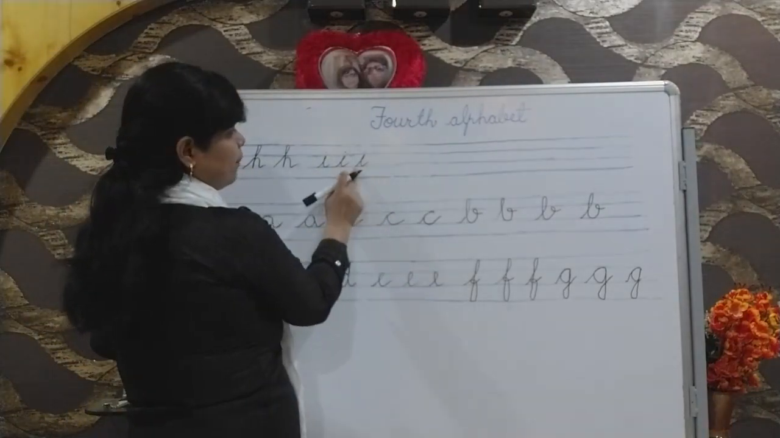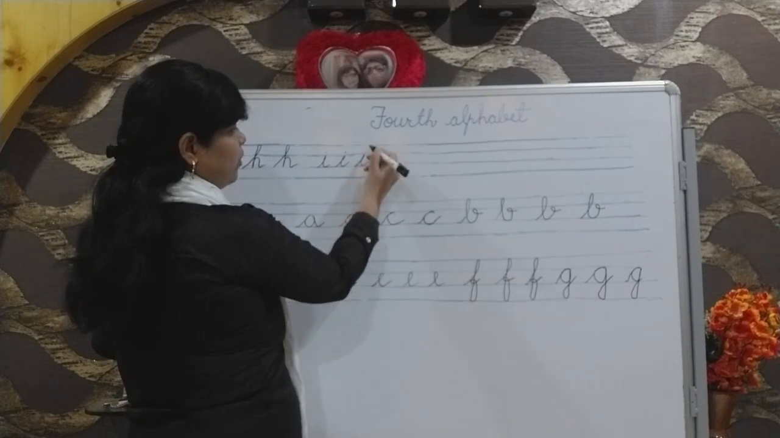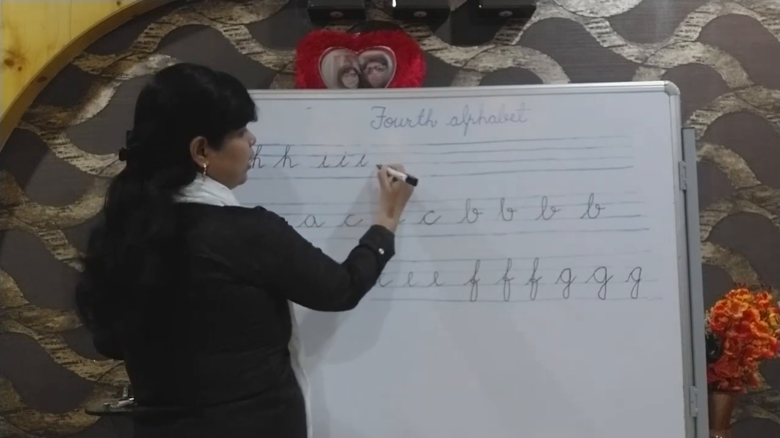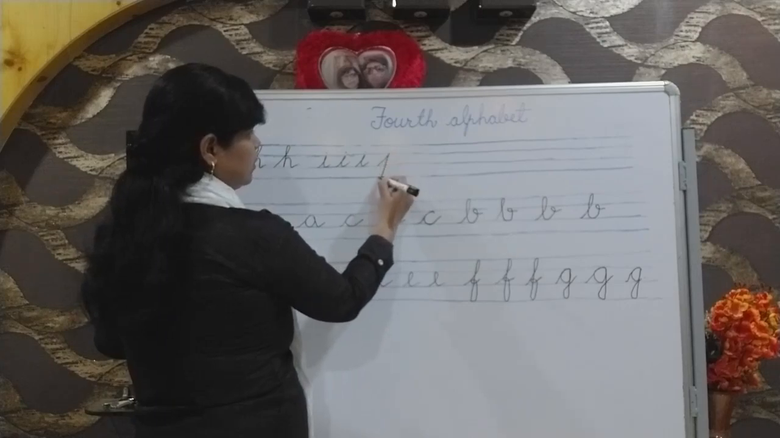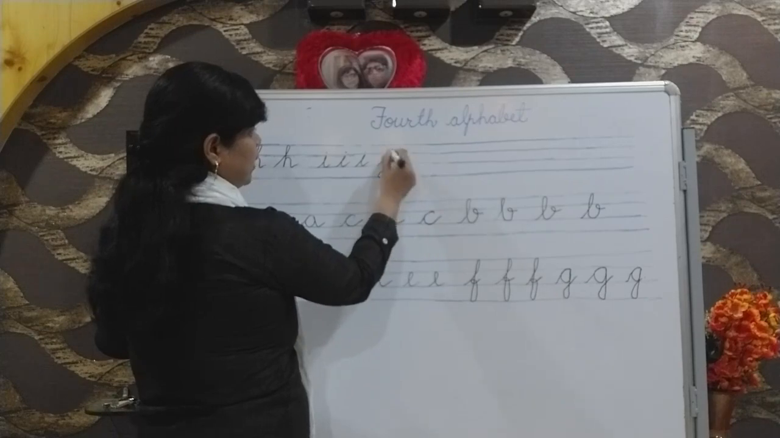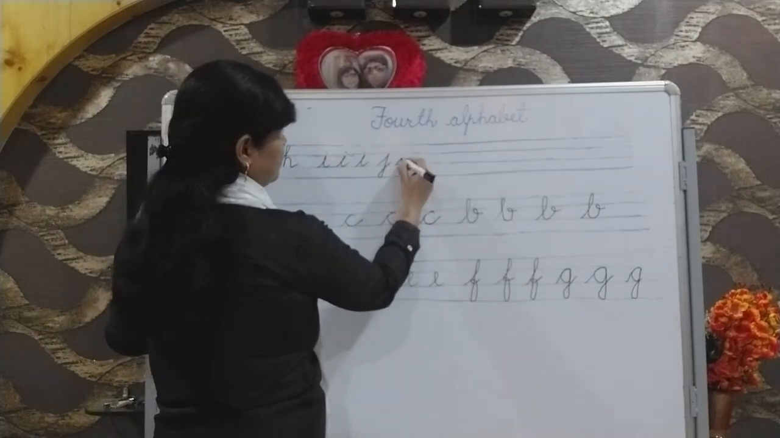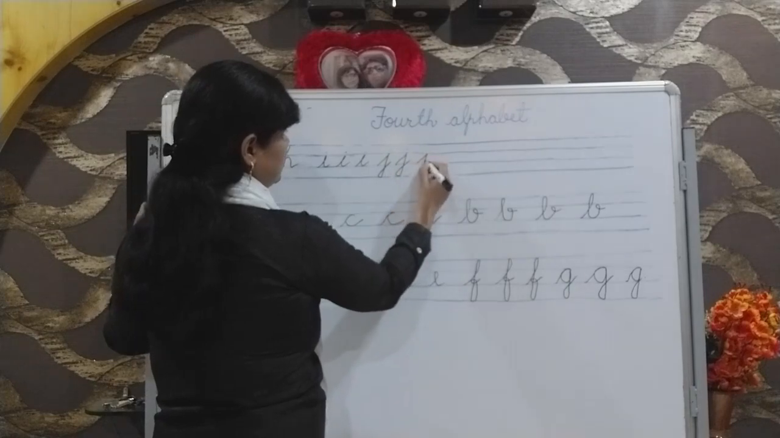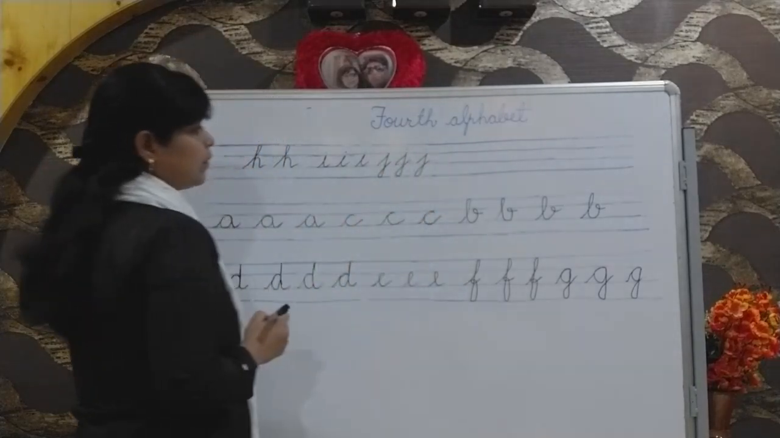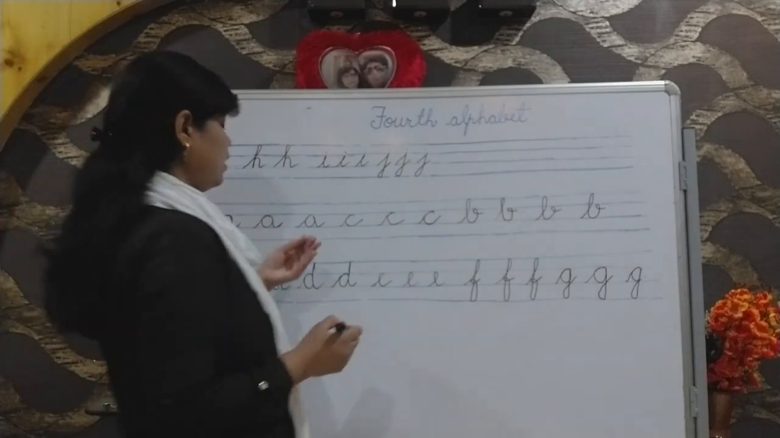J also in the same manner we will start here. How we started I, in that manner only we will start J. Up to here we have to move, then down. And 1 point. Yes, it is J. Clear? Now K you have to see.